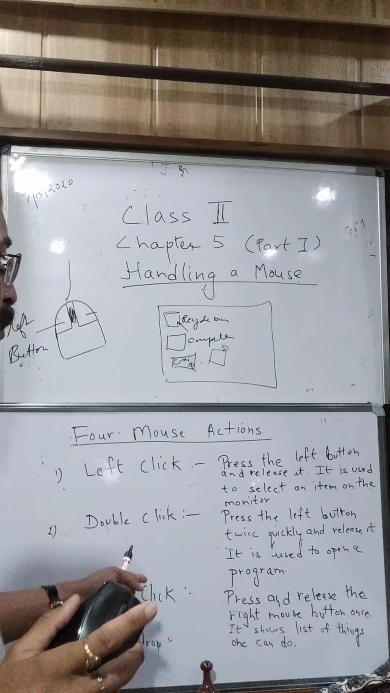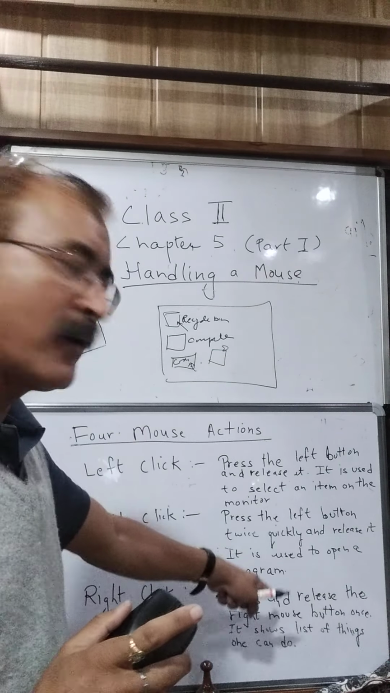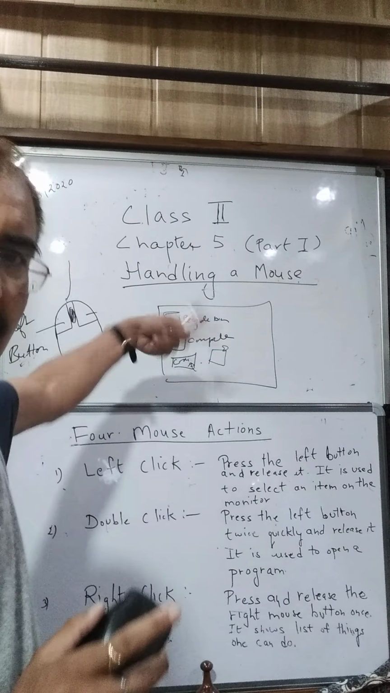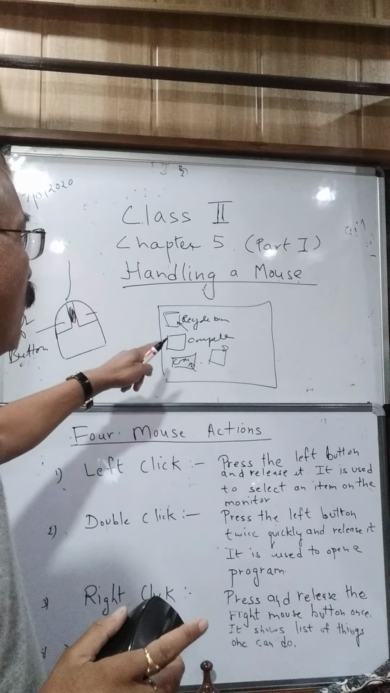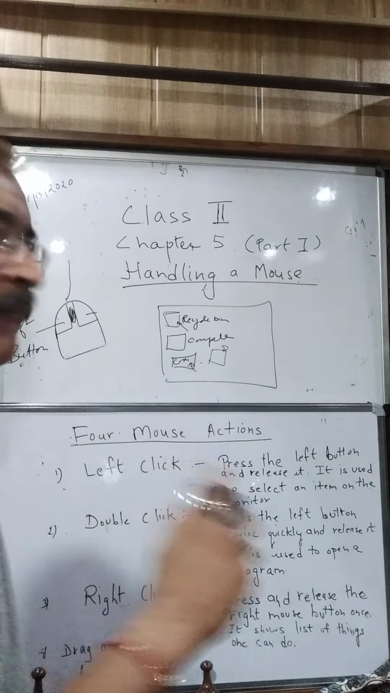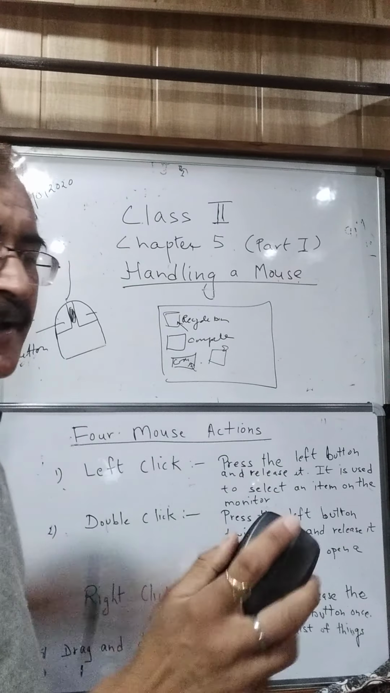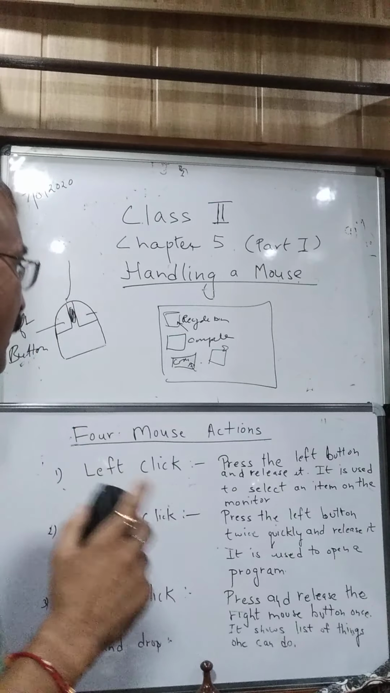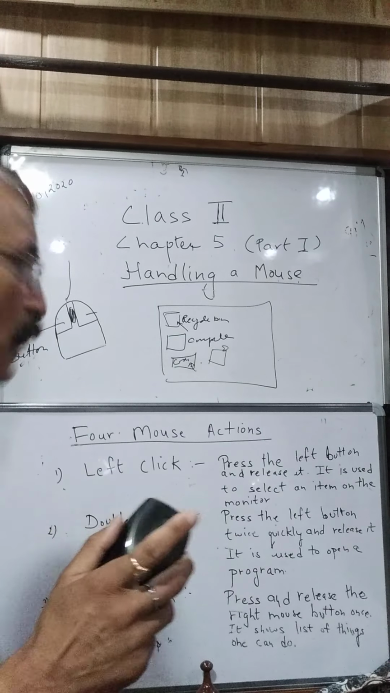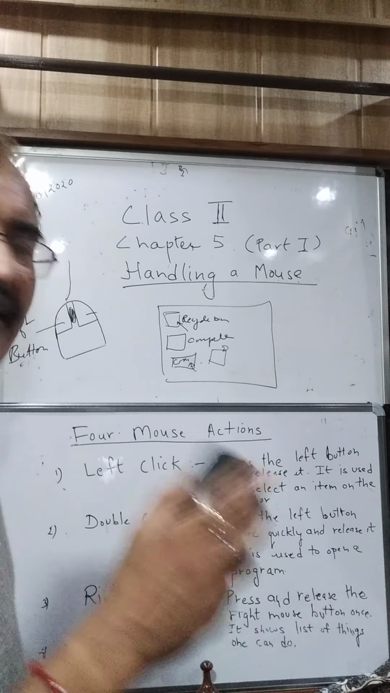So double clicking means pressing the left button twice quickly and releasing it. What is it used for? It is used to open a program. It can be an icon or an item, it's up to you, but ultimately they are all programs. So if you want to open the recycle bin, first bring your mouse pointer here and when I say double click, you have to press the left button. Always the left button.